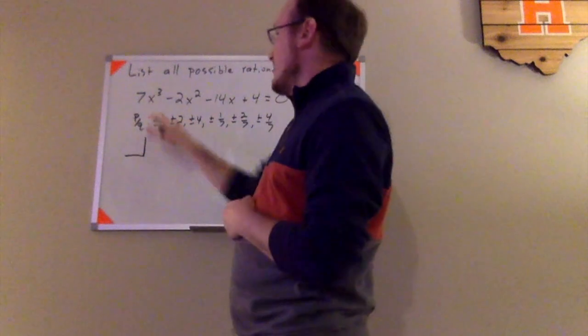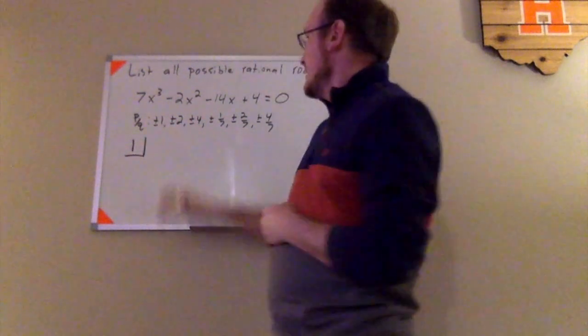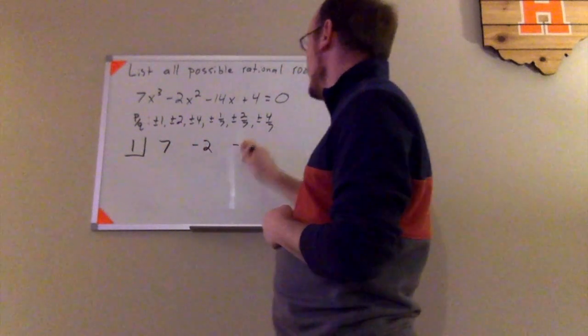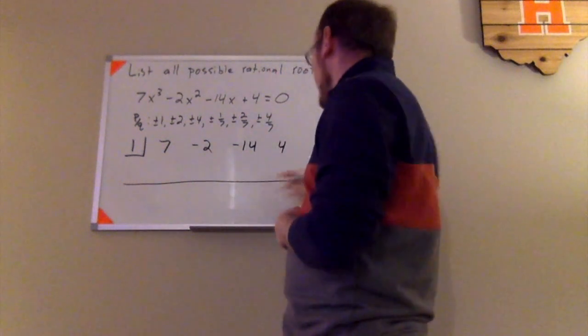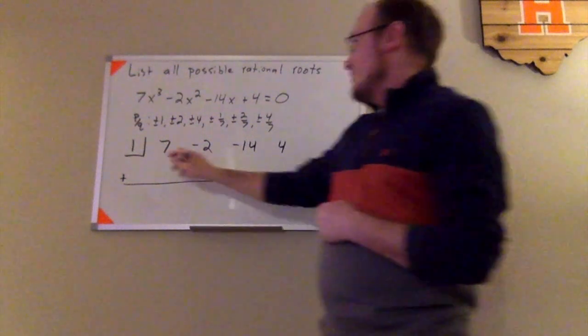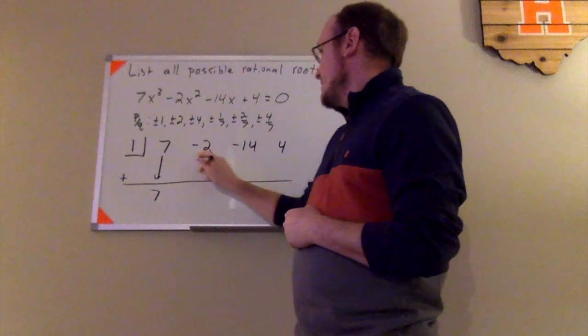And let's say we want to test positive 1 first. So we'll put positive 1 in the box. List my coefficients of 7, negative 2, negative 14, and 4. And try to cycle through this synthetic division process. Again, drop the 7 down. 1 times 7 is 7.